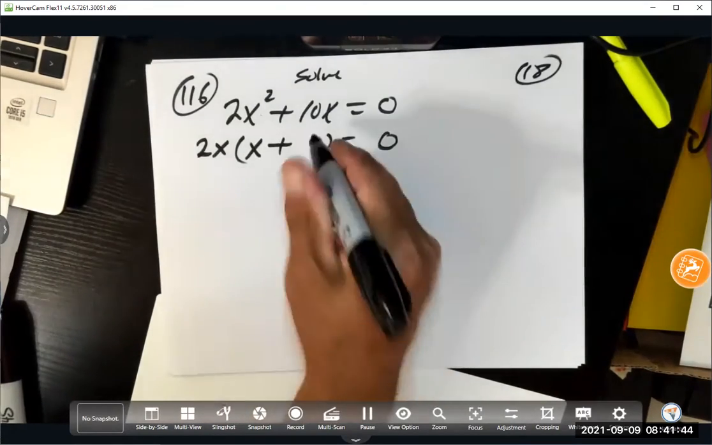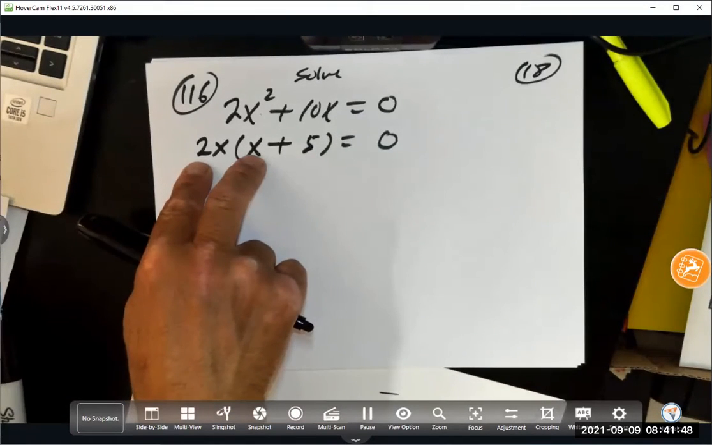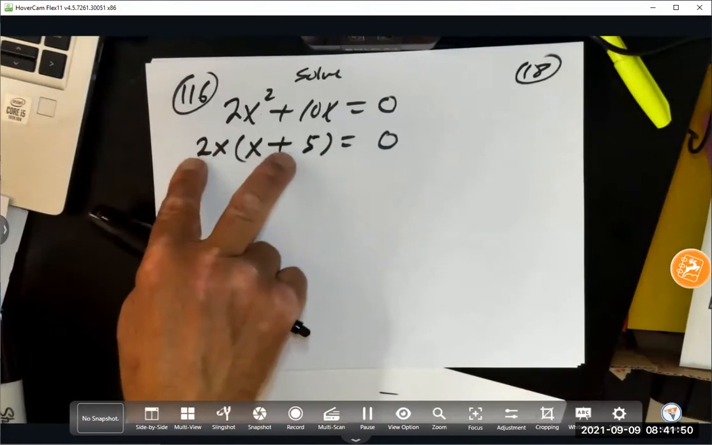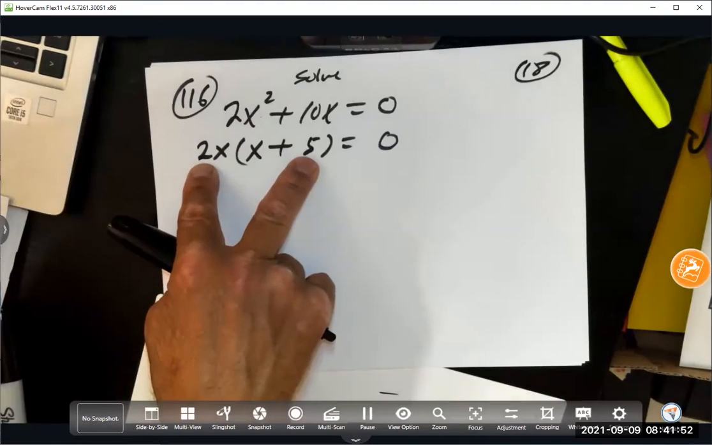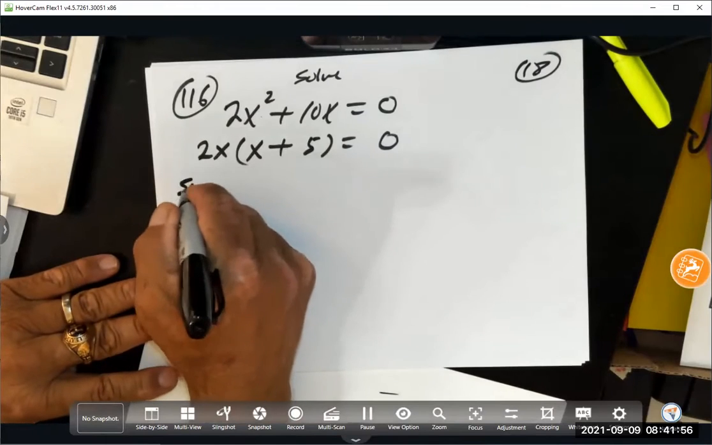And the second one, what do you think goes here? 5. All right, let's do it again. So 2x times x, does that give you 2x squared? Yes. And 2x times 5, does that give you 10x? Yes. So it's ready to go. You set it up the same way.